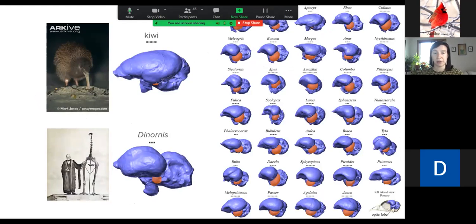And on this slide, all of these brains are in the side view and they're facing, well, I don't know if the camera gets flipped. They're facing to the left on the slide. There's a little grouse skull in the bottom to kind of give you an orientation as well. And so this orange section is the part that we're looking at, the optic lobe. In the kiwi, it's so small that you can barely even see it. In Dinornis, it's also pretty small when you compare it to all of these other birds.